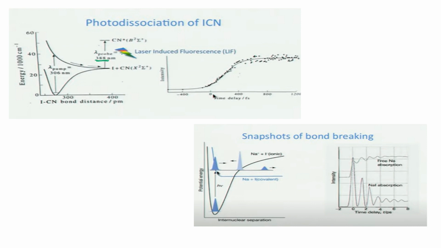What is the purpose of doing that? As a function of time, at time equals 0, the population is in the ground state, and by absorbing 306 nanometer light, it reaches an excited state. At this excited state, say the excited state is ICN, the bond distance is also increased. With this excited state population, they again excited with a probe light.